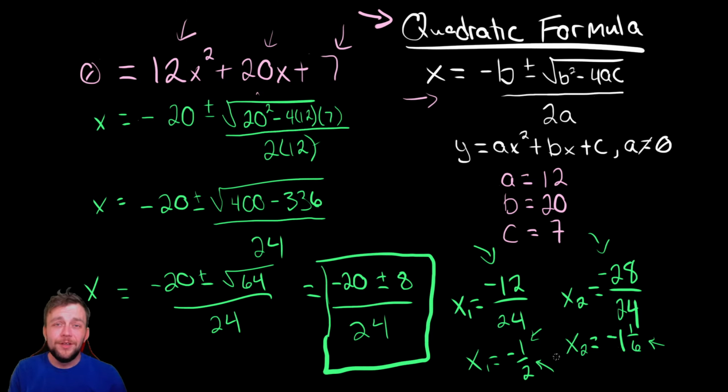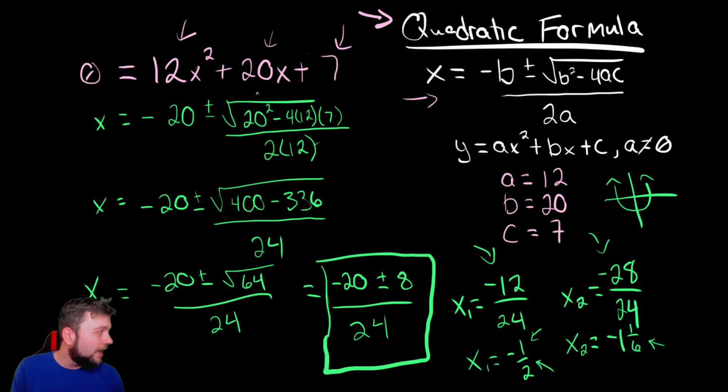And if you remember, what does all of this represent? It represents where it crosses the x-axis, right? This represents the 2 points where it crosses the x-axis.